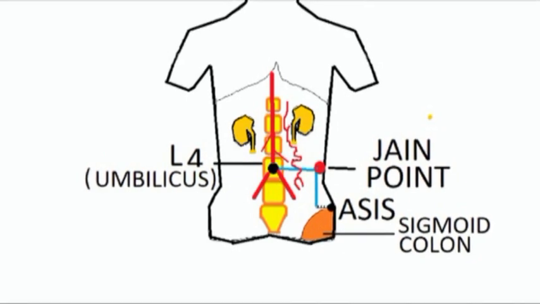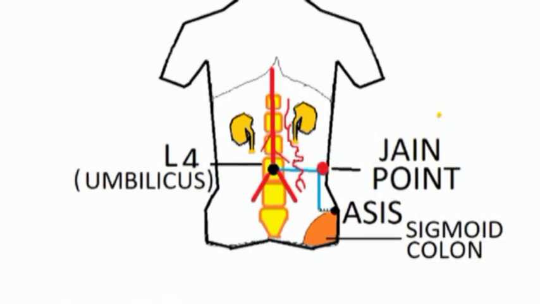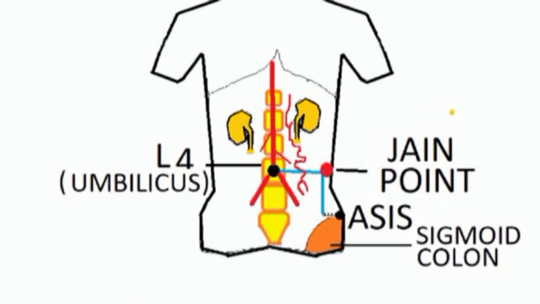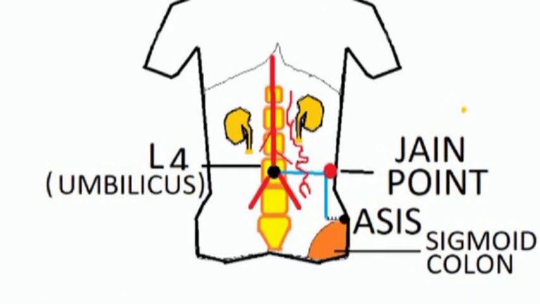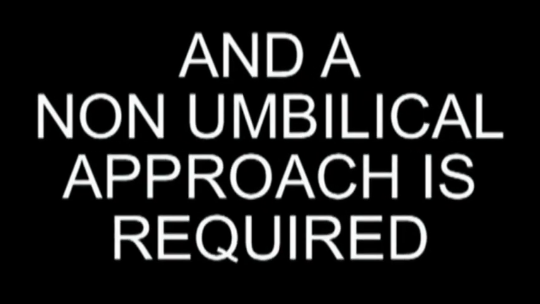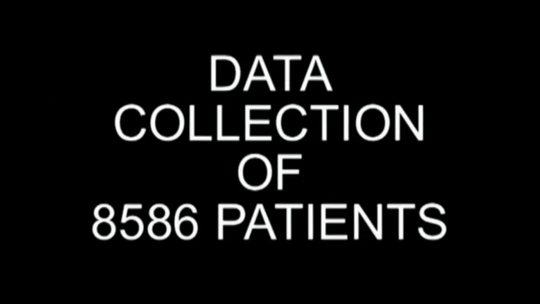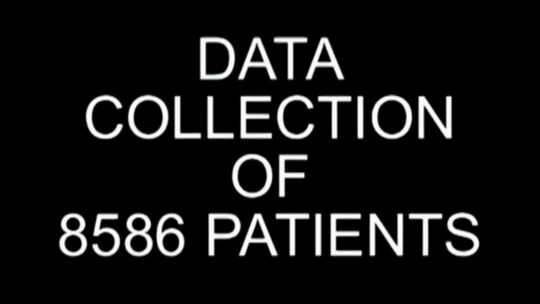It is quite far from the lower pole of the left kidney and the upper part of the sigmoid colon, and it is safely distant from the mesenteric artery and the superficial epigastric artery. Jain point is the point of choice for an entry port in laparoscopic surgery where adhesions are present and a non-umbilical approach is required.